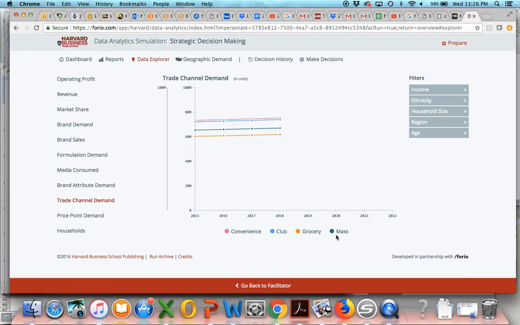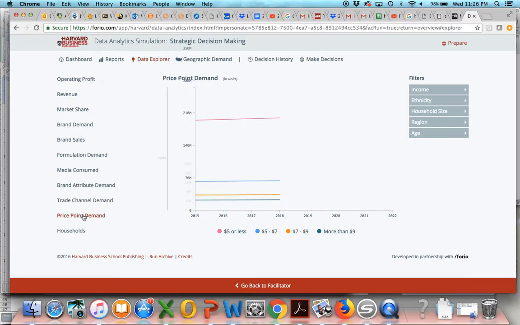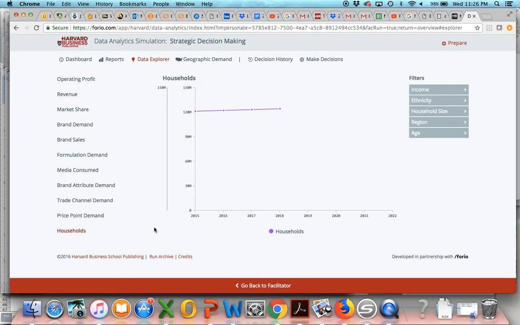Grocery store, mass market. Price point, so where do people, what level are people comfortable spending? Households. I don't know what this one's for.